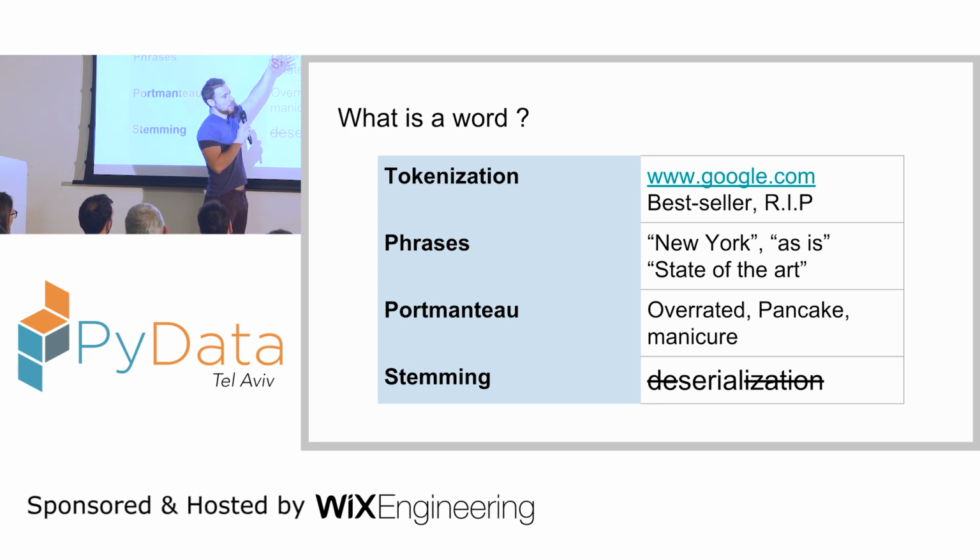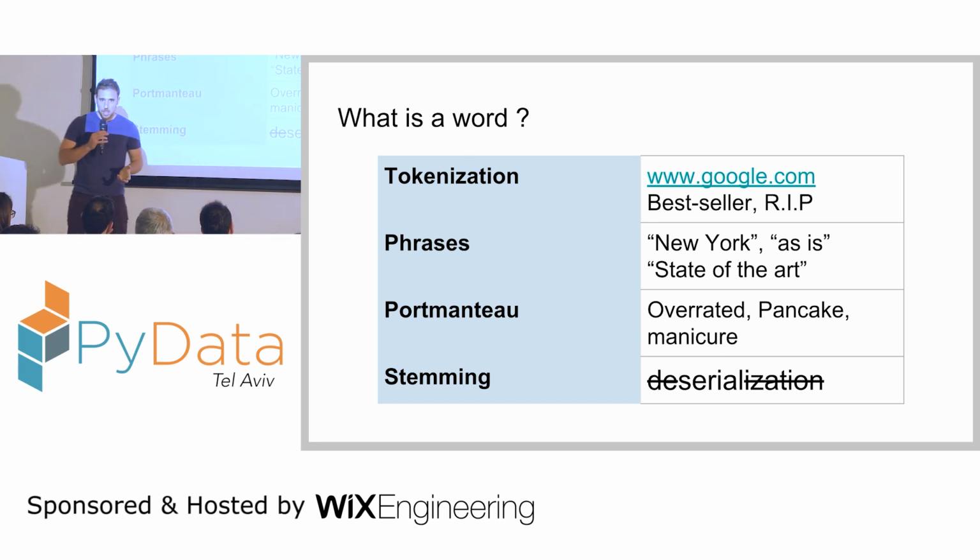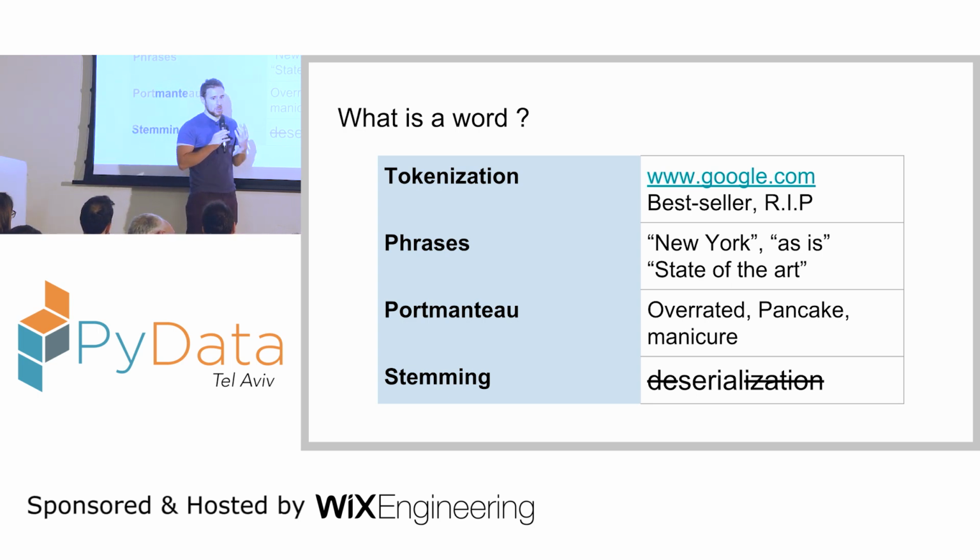Obviously, www is not a valid word. What about phrases like R.I.P., rest in peace? R is not a word, I is not a word. So tokenization might be an issue. In this workshop, we ignore it completely, but you can assume that smart tokenization is in place.